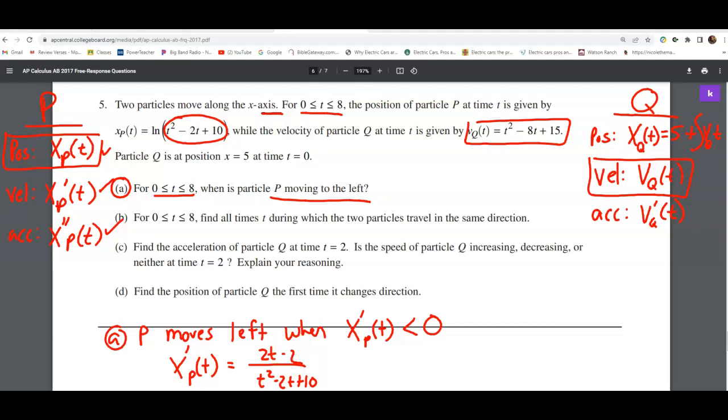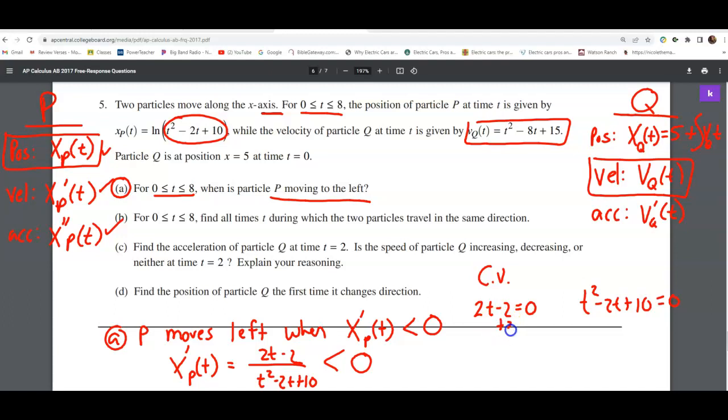Now I want to know, when is this thing negative? When is this less than 0? So what I'm going to do is a number line test using the critical values. The critical values can be found when the top equals 0 or when the bottom equals 0. When the top equals 0, that's what makes the whole thing equal 0. When the bottom equals 0, that's when it makes it undefined. But both of those are potential critical values.